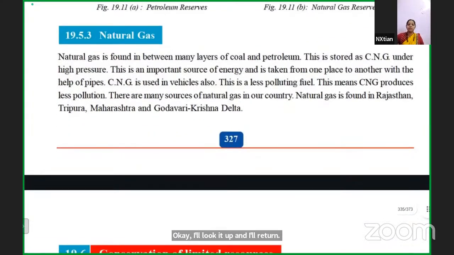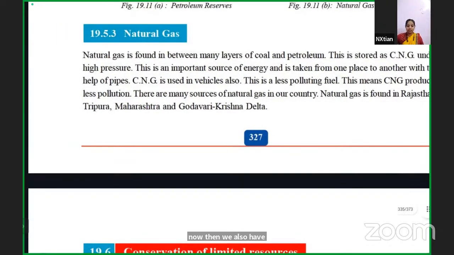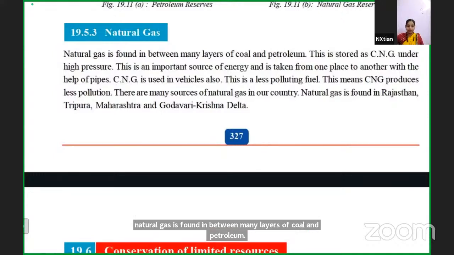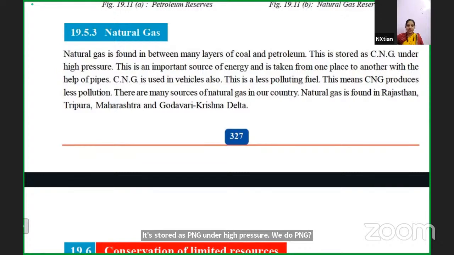Then we also have an important resource, that is natural gas. Natural gas is found in between many layers of coal and petroleum. It's stored as CNG under high pressure. We know CNG, right? CNG gas is used popularly in today's time. So this is an important source of energy and is taken from one place to another with the help of pipes. They can be underground pipes as well.